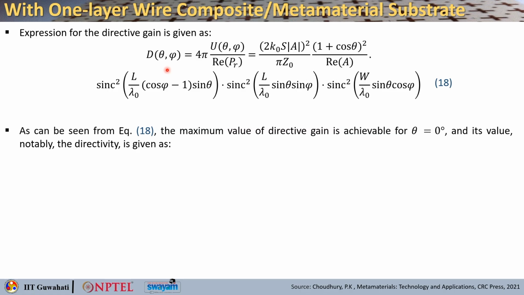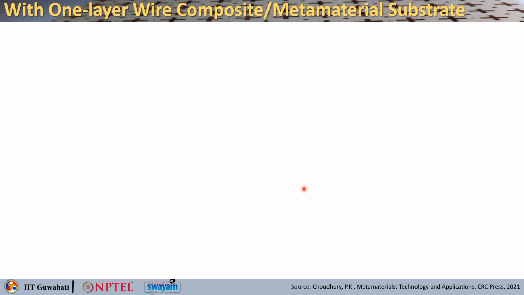As you can see from this equation, the maximum value of the directive gain can be achieved when you have theta equals 0 degrees, right, and its value can be written as D max. That is basically giving you the directivity, and that comes down to this equation, which is 8 k naught square divided by pi z naught, and then you have S A calculated at theta equals 0 whole square of that, divided by real of A calculated at again theta equals 0 degrees, right.